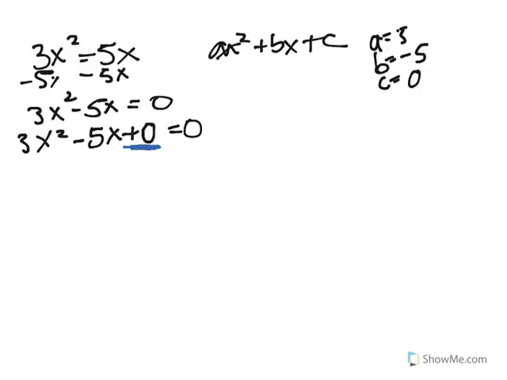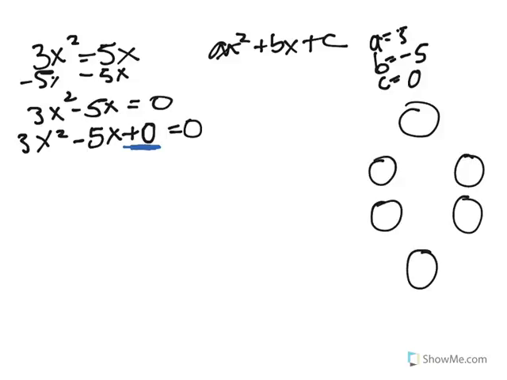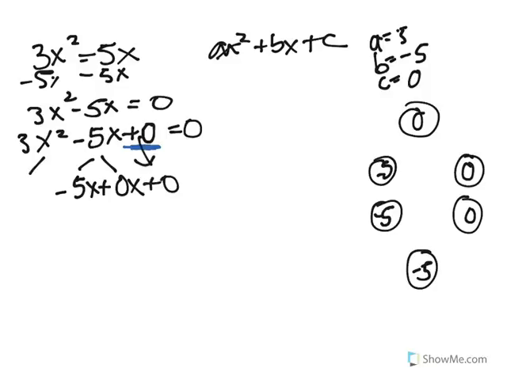So now we are going to make our factor map. B goes down here. A times C goes up here. That's going to be 0. So what factors of 0 add up to negative 5? And that is going to be negative 5 and 0. So we'll just rewrite these up here. We're going to split our b term into negative 5x and 0x. Bring down the constant. Bring down the variable. We have 3x squared minus 5x plus 0x plus 0.